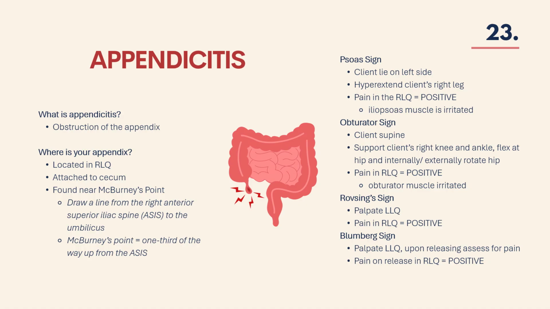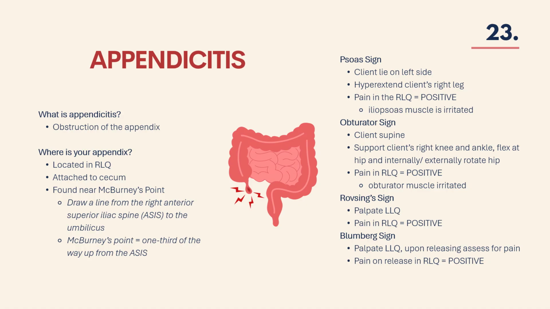So there are several tests that we can perform to check for appendicitis. You have your psoas sign. You'll have your client lying supine and then roll over to their left side. You will hyperextend their right leg. So remember what hyperextension is. If they have pain specifically in that right lower quadrant, that is a positive psoas sign. What is essentially happening is that the iliopsoas muscle is being irritated because of the appendicitis, and that causes the pain when you hyperextend.